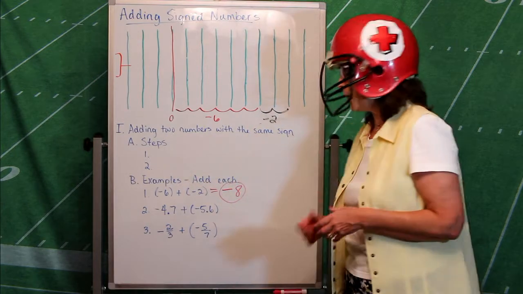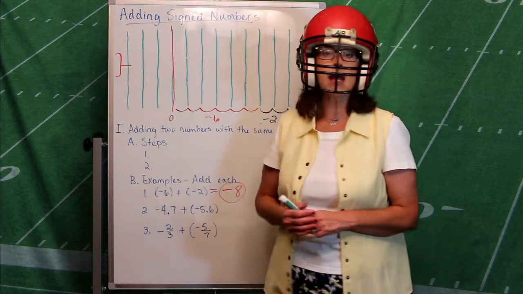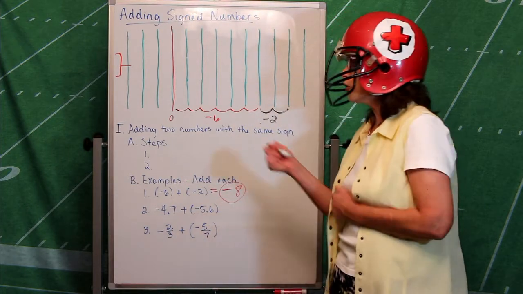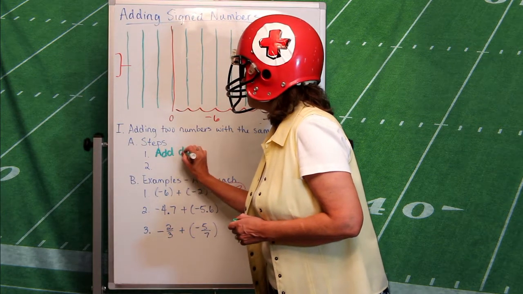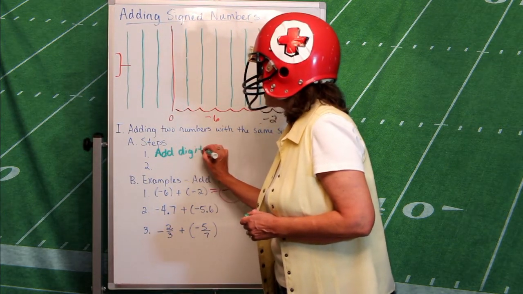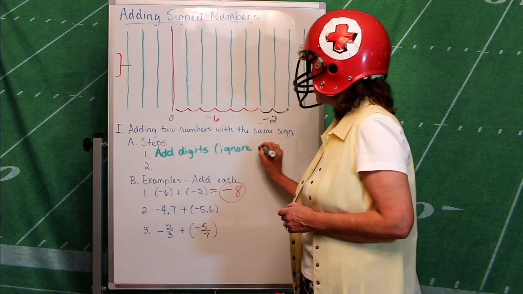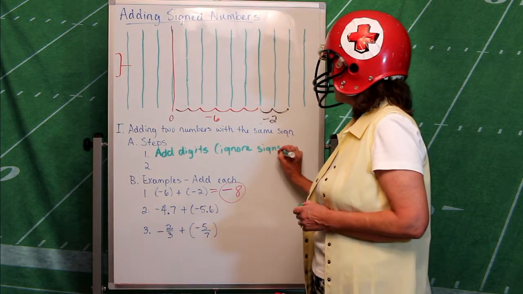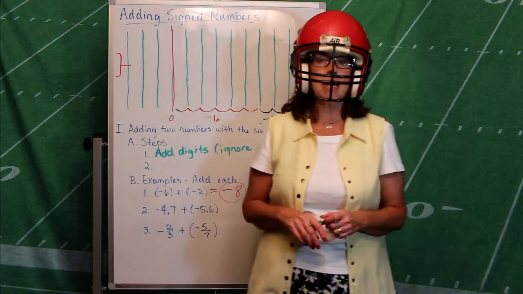So perhaps that's one of the rules, and it is one of the rules. So the first step for being able to add up two signed numbers is you're going to simply add the digits. And what that means is I'm going to ignore the signs and just simply add the digits. Ignore the signs and add the digits. That will give me the digit part of my answer.